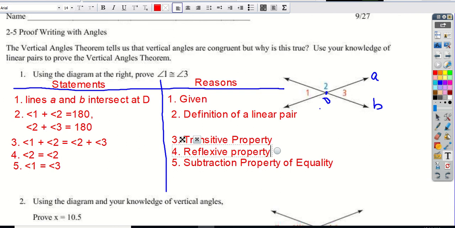And that proof is now finished. So I know it's done because the proof statement was supposed to be 1 equals 3, and I've just shown that 1 is equal to 3.